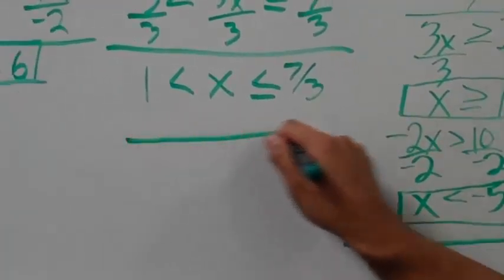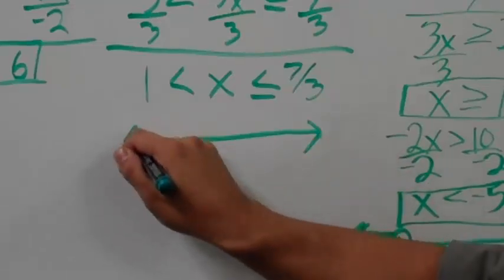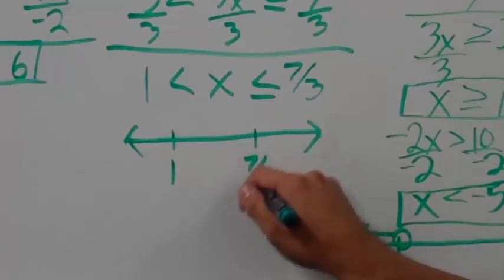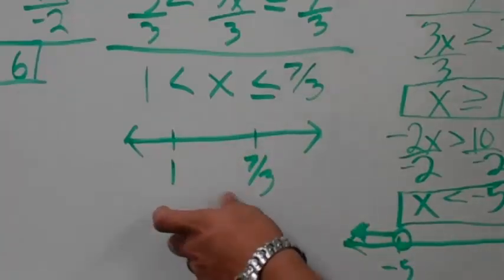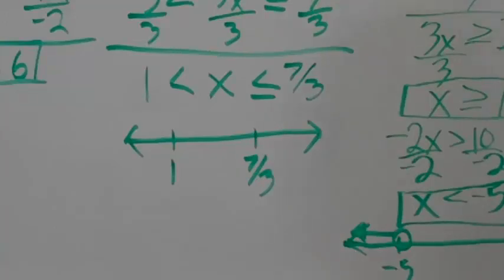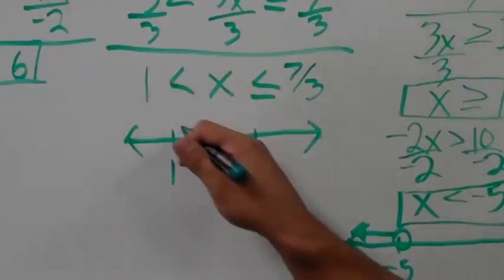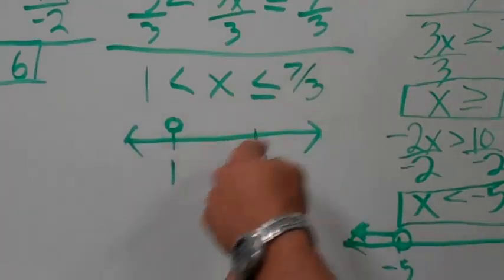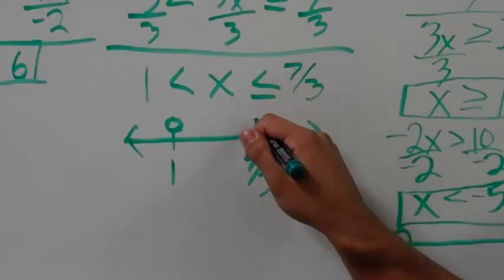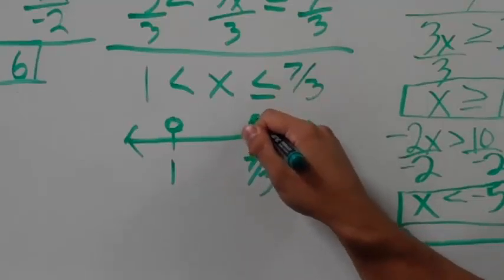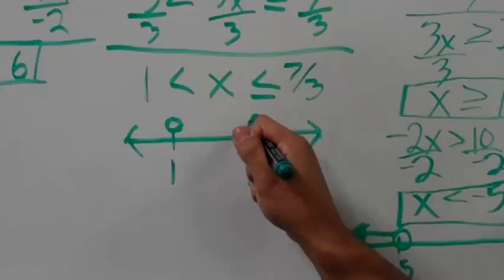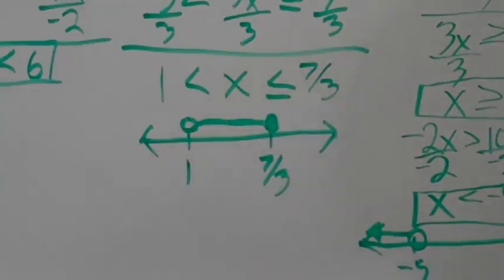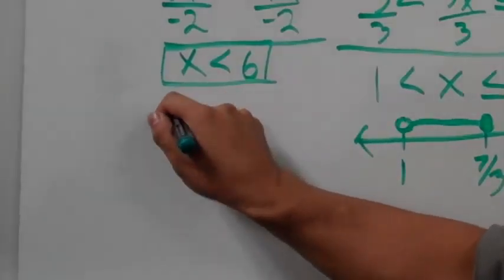This one, I have 1 and 7/3. So you want to make sure that you know that 7/3 is larger than 1. And 1 is less than x, which means I have a circle, and my line's going this way. And x is less than or equal to, which means I have a dot, and my line is going this way. So again, this is a conjunction, which means the 2 should connect. And my final number is right here.